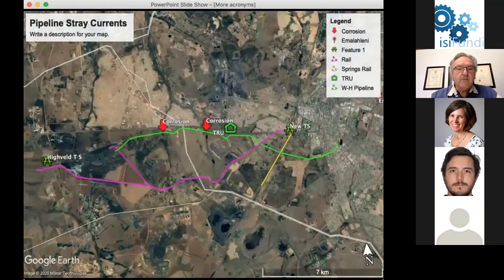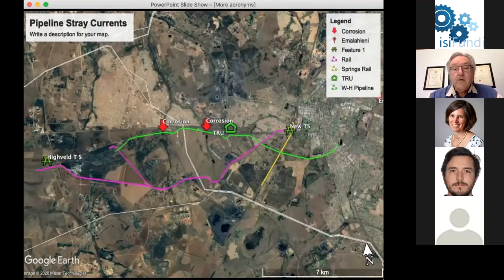There is an example of a situation where a number of attempts were made to protect this green pipeline. As you can see, it crosses the purple rail and the yellow rail at various locations. And attempts were made to protect it by putting drainage bonds at the crossings. Hundreds of amps were drained from the pipe back to the rail.